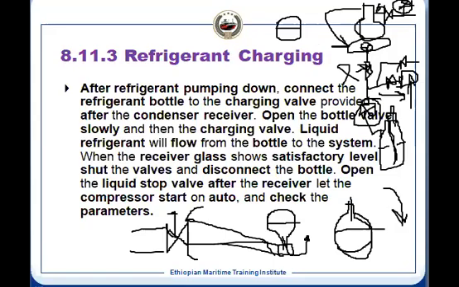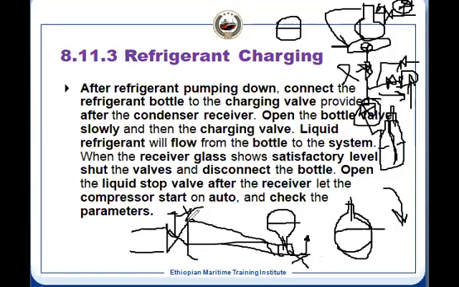Once the receiver level is normal, after that you can disconnect the bottle. It means you shut it off. This valve has to be shut off. This valve has to be shut off. It means this valve you first shut off, and then this valve, and then you remove this connector.